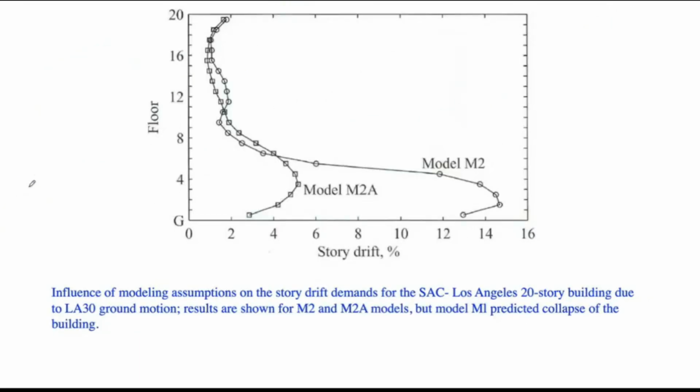Okay, this is looking at the same models, model 2 and model 2A, and looking at the story drift demand on a 20-story structure for one of the ground motion records. And again, you can see that the height-wise variation of model 2A is quite different than model 2, particularly in the case of the lower stories. Okay, you can see that model 2 can result in very large story drift in comparison to model 2A. So this will also give you an idea how much error we can have if we are using a very simple model.